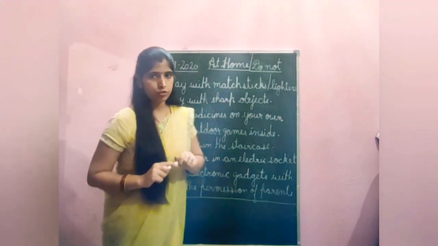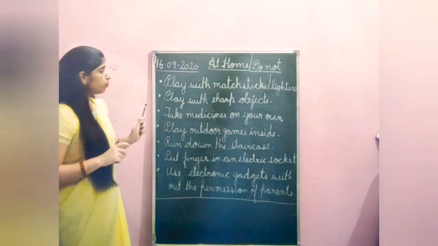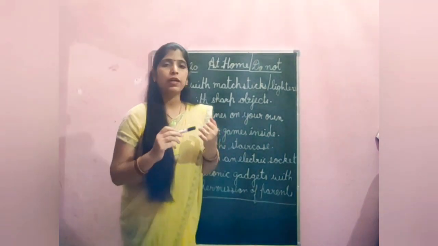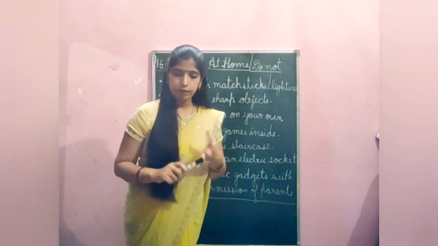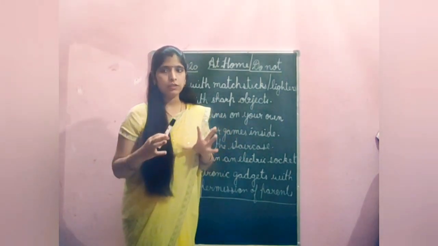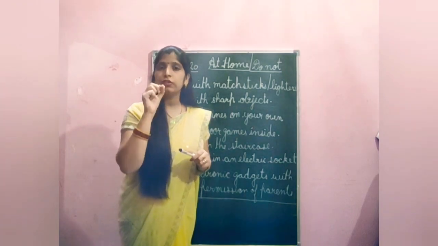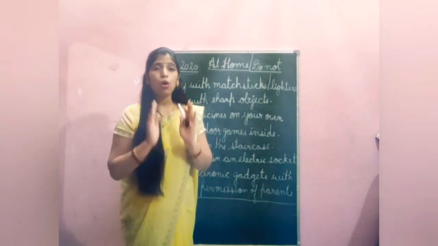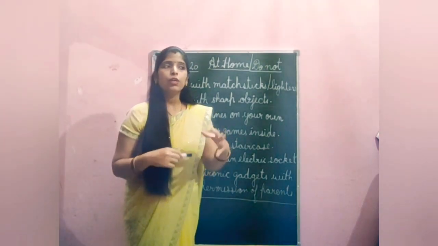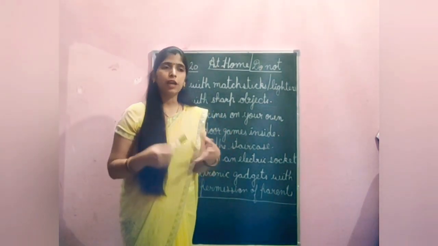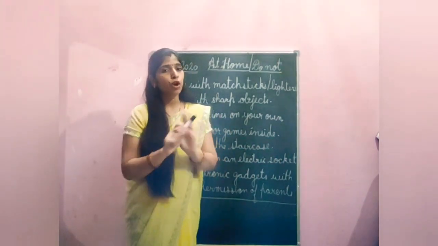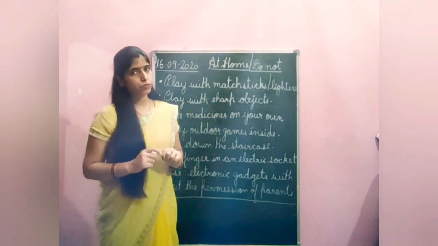Now let's see the second point, children. Second, I have written: do not play with sharp objects. In the category of sharp objects come your knife, fork and scissors, etc. Many more things have sharp edges. You should always avoid playing with all these things, because you can hurt yourself, and if you have a younger brother or sister with you, you can hurt them also. So it's better not to play with sharp objects.